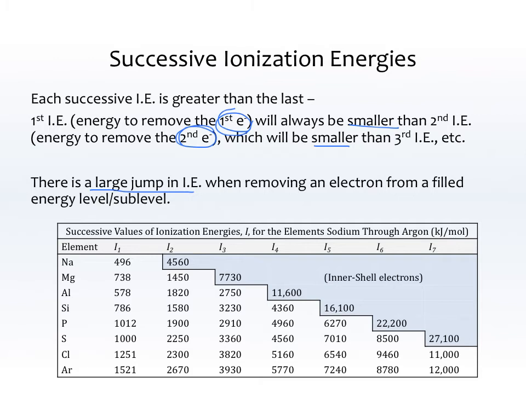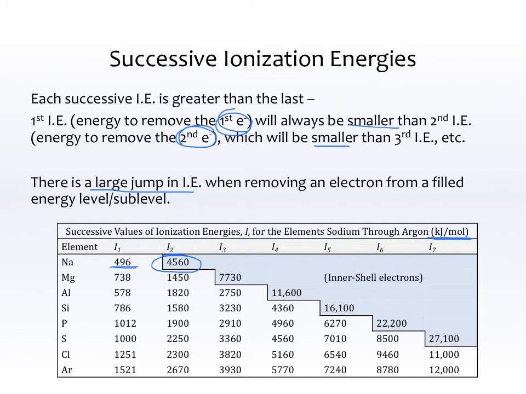So let's look at this chart that we have here. For sodium, it takes 496 kilojoules per mole to remove one electron. So then, if you remove that one electron, it would have 10 electrons just like neon and have a full second energy level. So if you wanted to remove another one from that sodium, it would require 10 times as much energy, because now you're removing an electron from a filled energy level or filled sublevel.